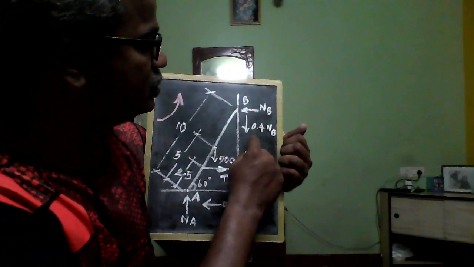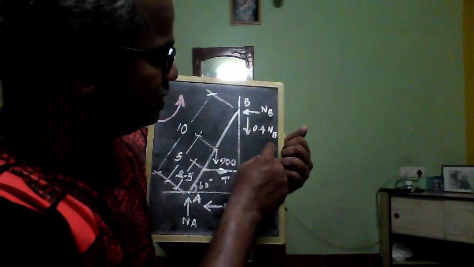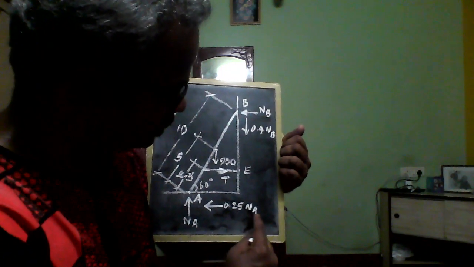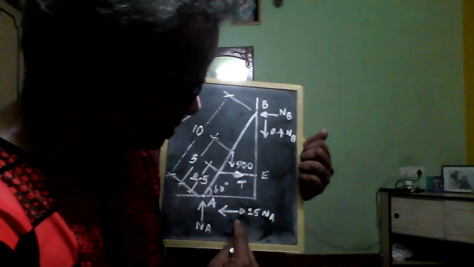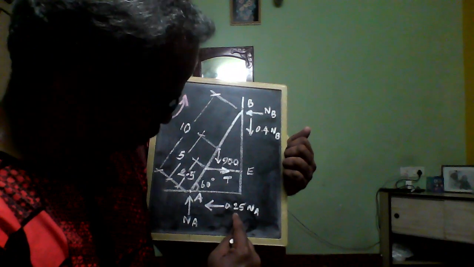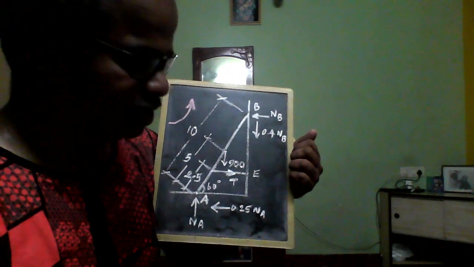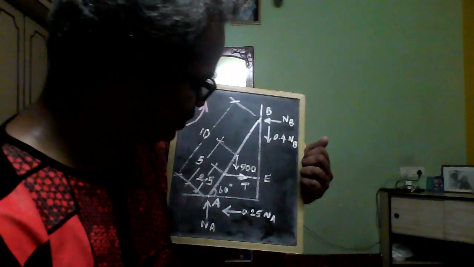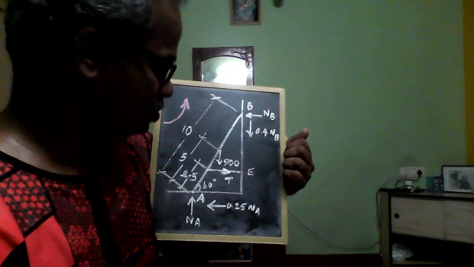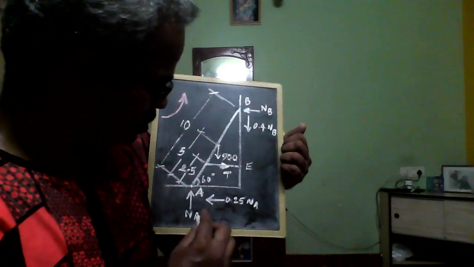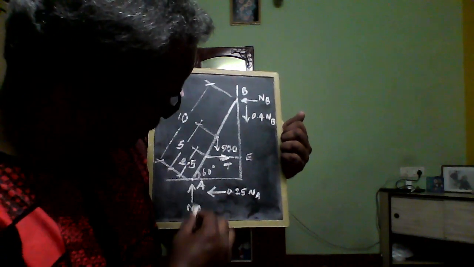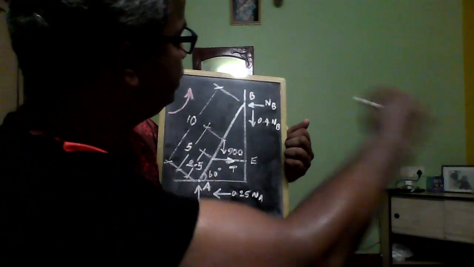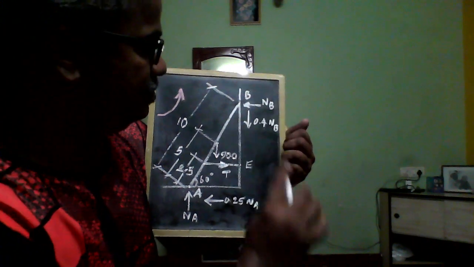So the frictional force at the wall is mu into NB, 0.4 NB. The frictional force at the floor is mu A into NA, 0.25 NA. A different coefficient of friction is given in this problem for the wall and the floor. Now, there will be a normal reaction acting at the floor at A, that is NA, and a normal reaction acting at the wall, that is NB.